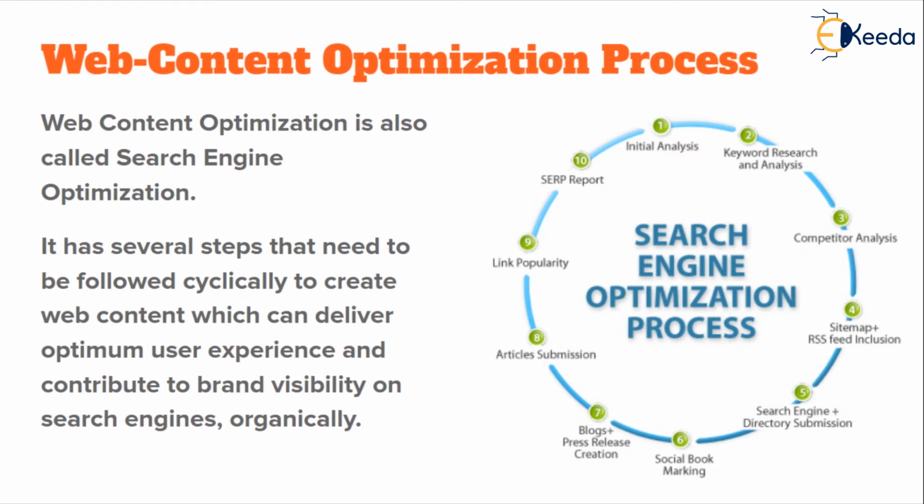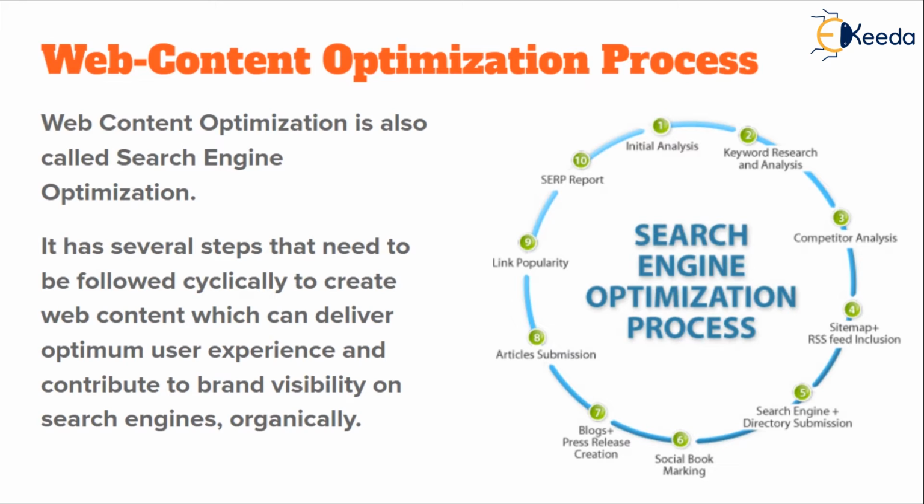It has several steps that need to be followed cyclically. That means it's an ongoing thing. You don't do the keyword research analysis just once. You usually set up a schedule to keep going back to it on a monthly basis or on a quarterly basis. Then you create web content which can deliver optimum user experience and contribute to brand visibility on search engines organically. So as a result of this process, what you hope to do is create lasting value adding content for your users, as well as make it possible for search engines to appropriately allocate the right value and the right ranking to your website.